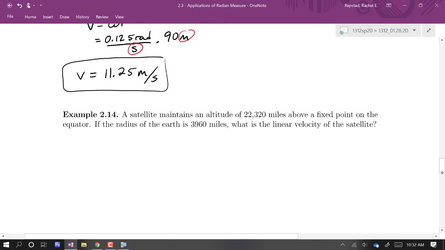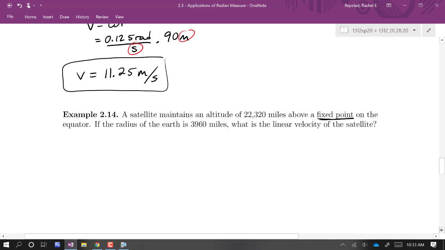Let's try another one. A satellite maintains an altitude of 22,320 miles above a fixed point on the equator. And they tell us the radius of the Earth is 3,960 miles. What's the linear velocity of the satellite? What's important to note here is that it maintains this altitude above a fixed point on the equator. So whatever the angular velocity of the Earth is as it rotates on its axis, that's going to be the same as the angular velocity of the satellite, because it's, what do they call it? Geosynchronous. It's above the same point.